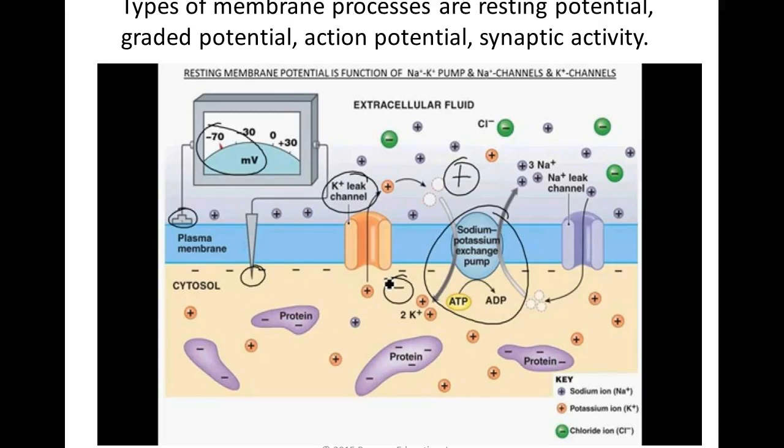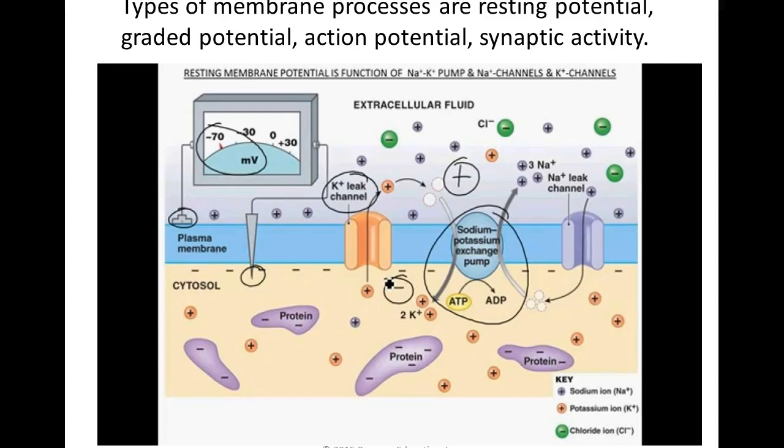And then the other thing that can happen is you can have a graded potential. A graded potential tends to be temporary, a very localized change in the resting potential. So you can think of a graded potential as starting on the far left of this blue band and moving just to, say, the potassium leak channel.